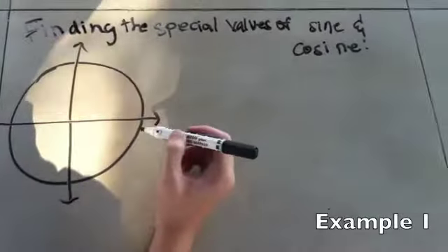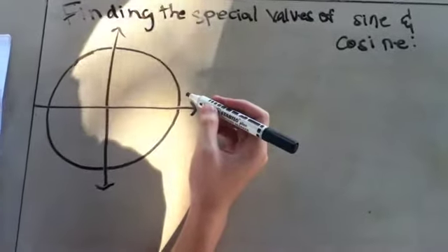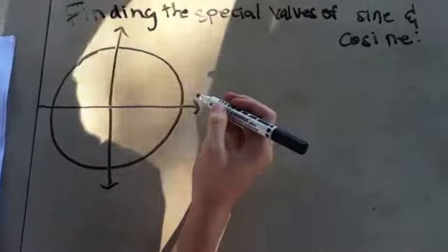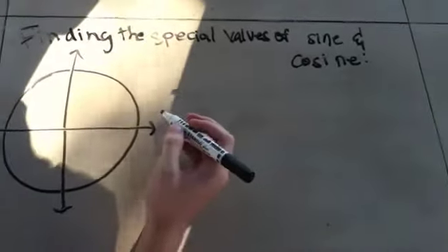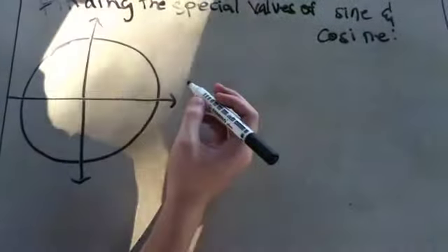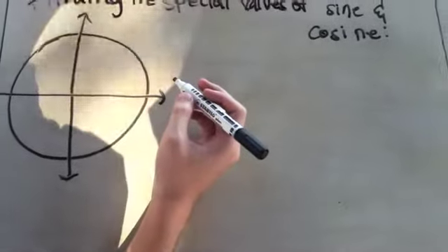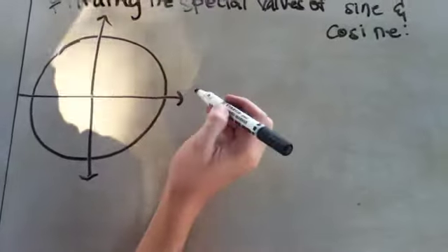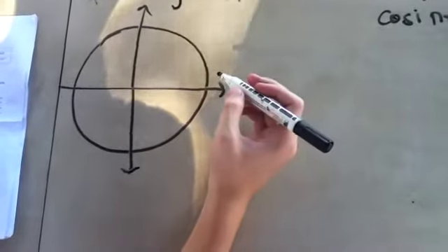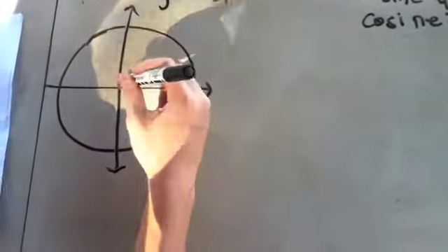Finding special values of sine and cosine. We can now get two of the 6 trigonometric functions, which are sine and cosine. We are asked to find sine and cosine values of pi over 6 radians. We know that the whole circle is equal to 2 pi radians. Therefore, pi over 6 radians is the whole circle divided into 12 parts.